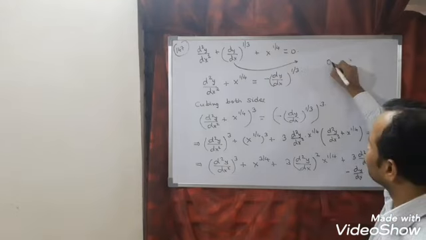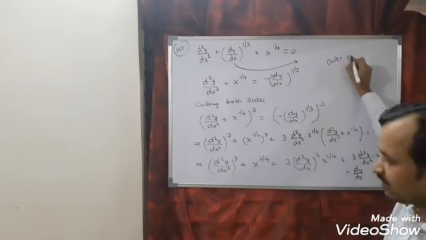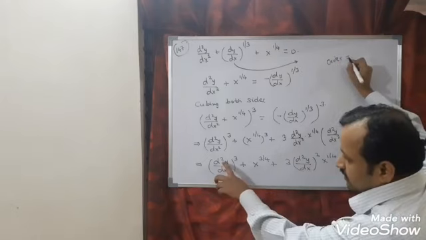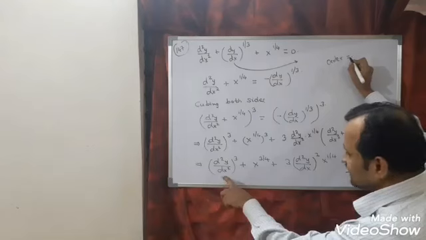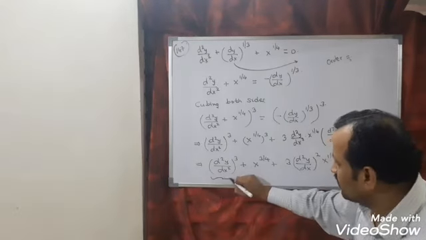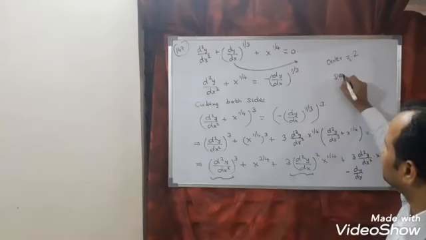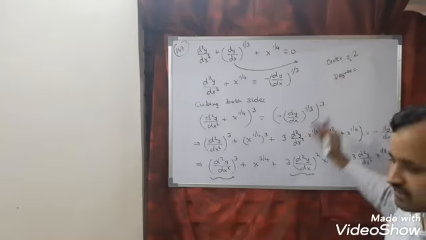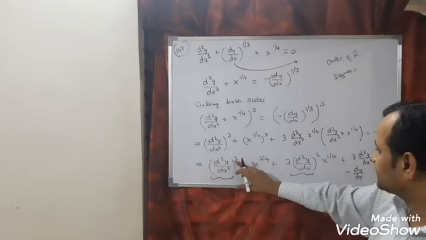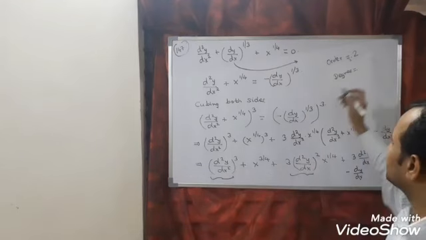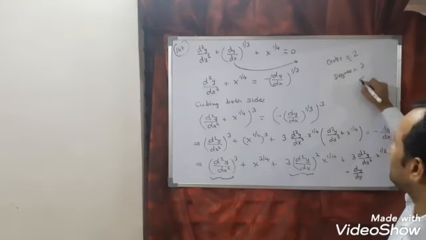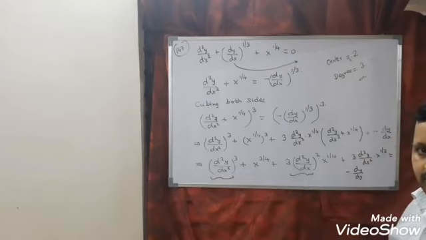Question is order. So order means the maximum derivative. So maximum derivative here is 2, and here also I can see 2. So order is 2 and question is degree. So maximum power of that order. Here it is 3, here it is 2. So here I can say order is 2 and degree is equal to 3.